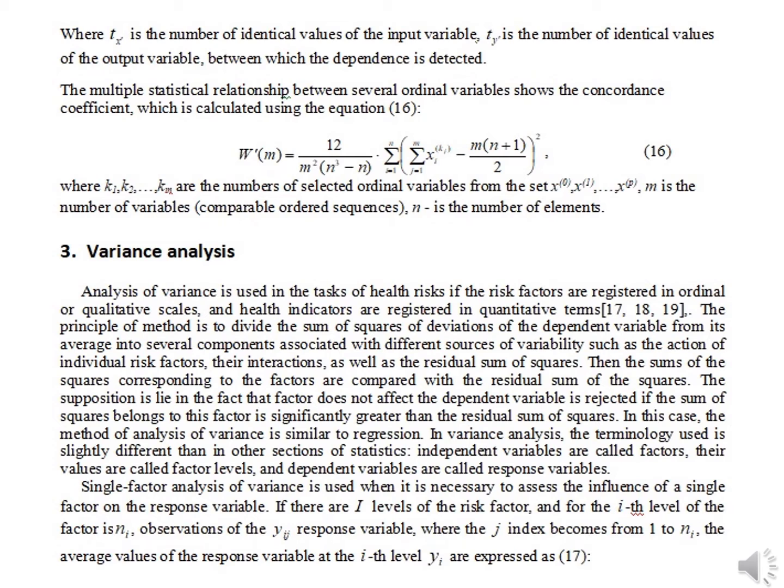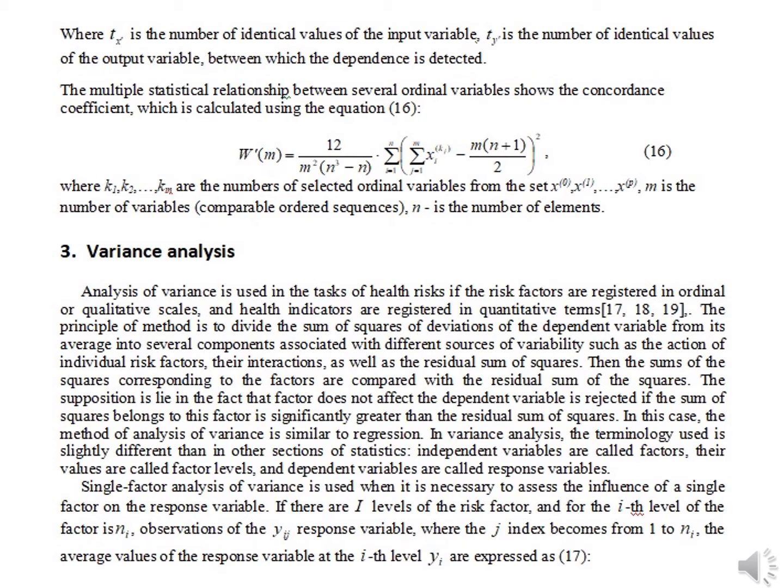Then the sums of squares corresponding to the factors are compared with the residual sum of squares. The supposition that the factor does not affect the dependent variable is rejected if the sum of squares belonging to this factor is significantly greater than the residual sum of squares. In this case, the method of analysis of variance is similar to regression.